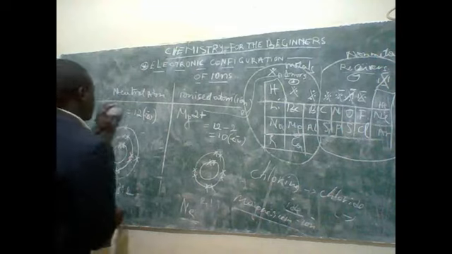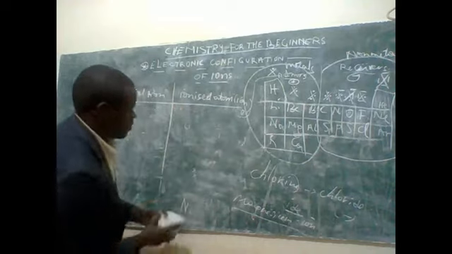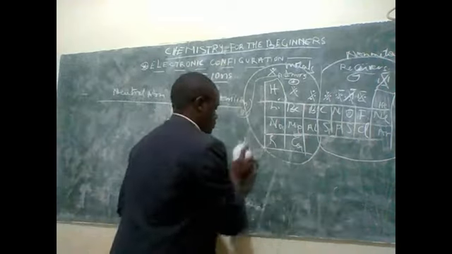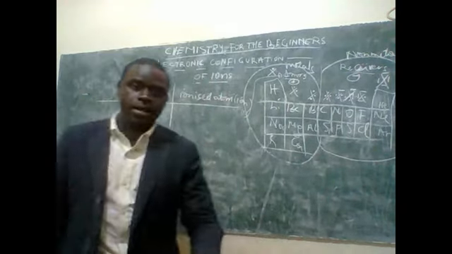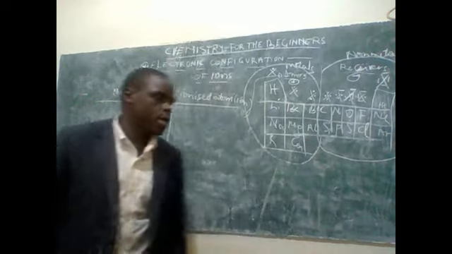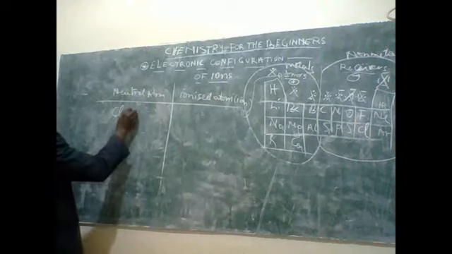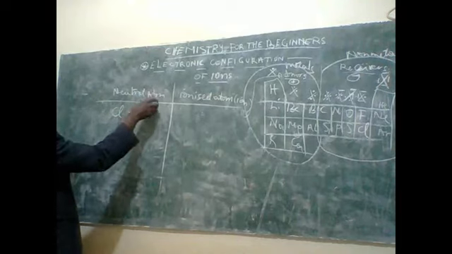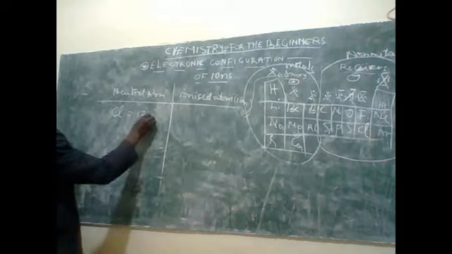Another example, we have seen magnesium. Another example we have seen here, we were talking about chlorine. Chlorine, in its neutral state, has 17 electrons.